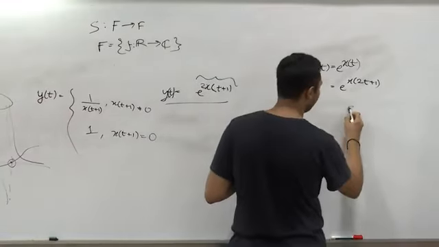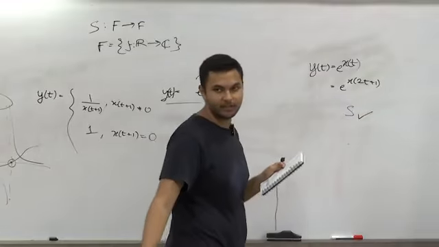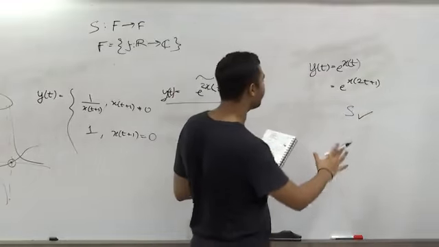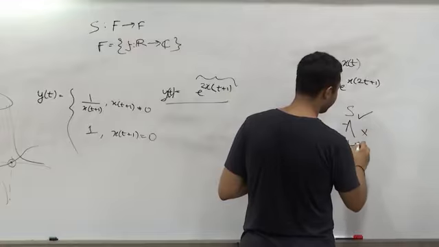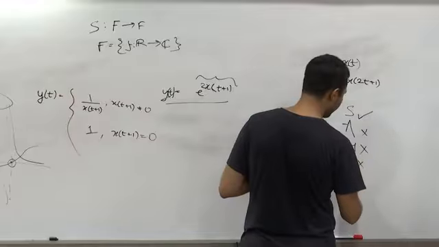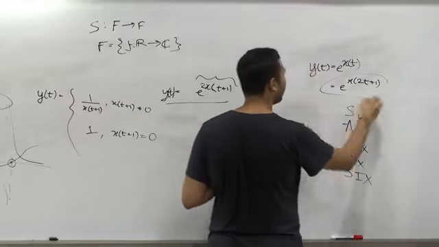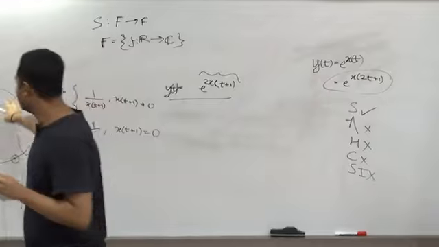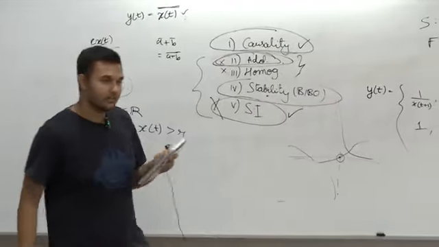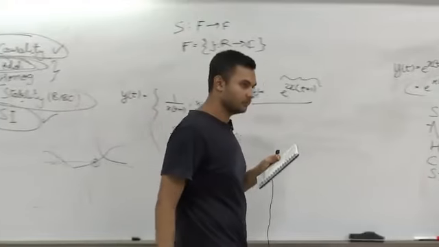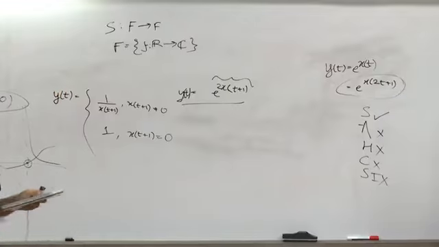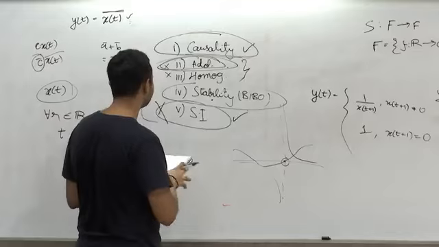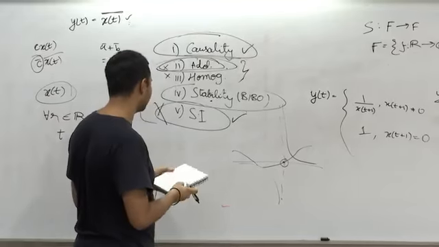Is it stable? It's stable because if x of t is bounded, then x of 2t plus 1 is also bounded, y of t is also bounded. Is it additive? It's not additive. Homogeneous? It's not. Causal? It's not. Shift invariant? It's not. So this is a good example, which is only stable, it's not any of the others, okay? Correct. And now we'll go to the last example. So what is left? Only homogeneous, correct.